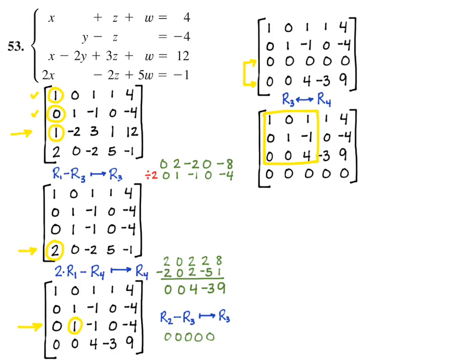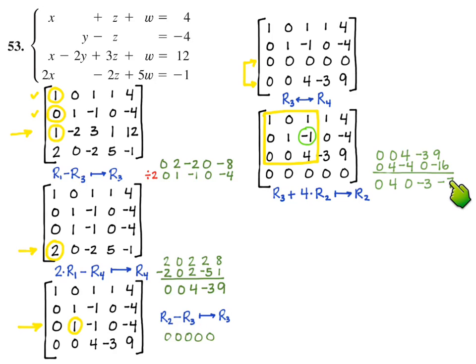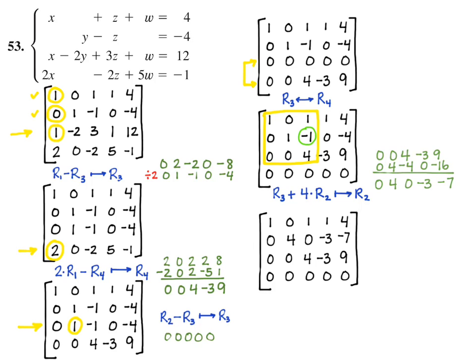That's the real goal here now: I need it to be reduced row echelon form. So I need this element to be a 0, as well as these. I need all the elements that are not on the diagonal to be zeros. So to do that, I take row 3, add it to 4 times row 2, and that will be replacing row 2. So I will have a 0 right here. And when I do that, I have this result, placing that into row 2.